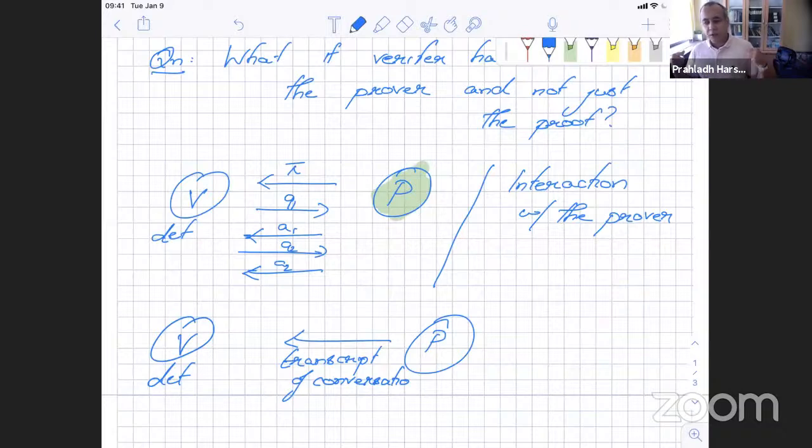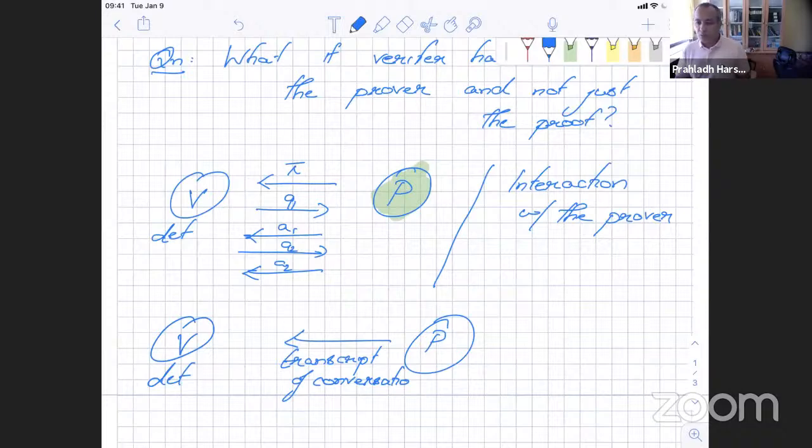interaction, just writes down the transcript of the conversation out to the verifier, and the verifier now goes and reads this transcript. Oh, I would have asked this question, and then the prover would have answered this question. Then I would have asked this next question, and then the prover would have answered the next question, and he reads the whole transcript. This is exactly the setting of a proof.